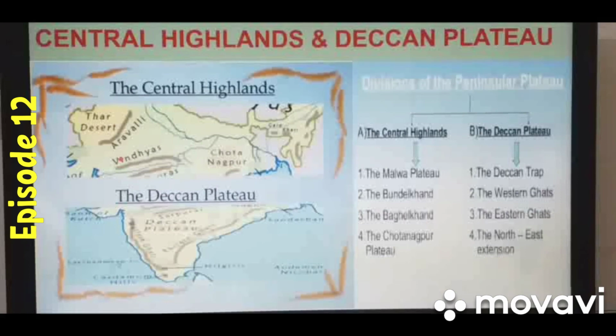As we move towards the east of the Central Highland, it gradually becomes narrow. It means towards the western side the Central Highland is broad, and as we move towards the eastern side, the width of the plateau gradually decreases. Towards west broad, towards east narrow.